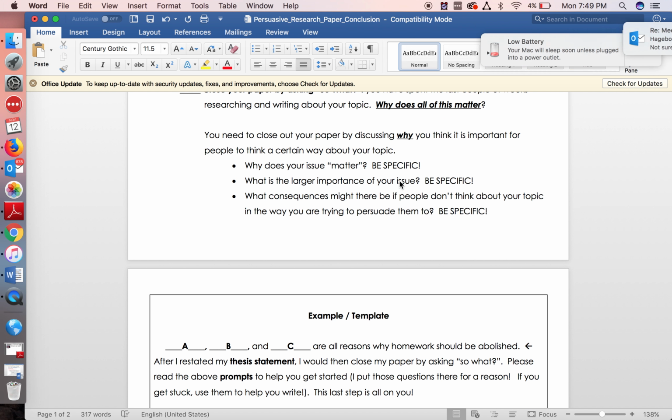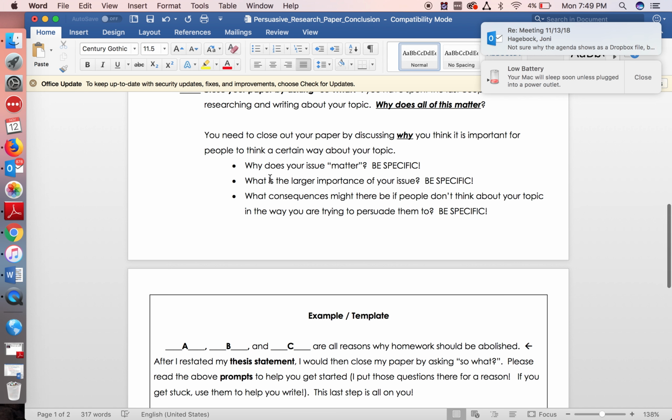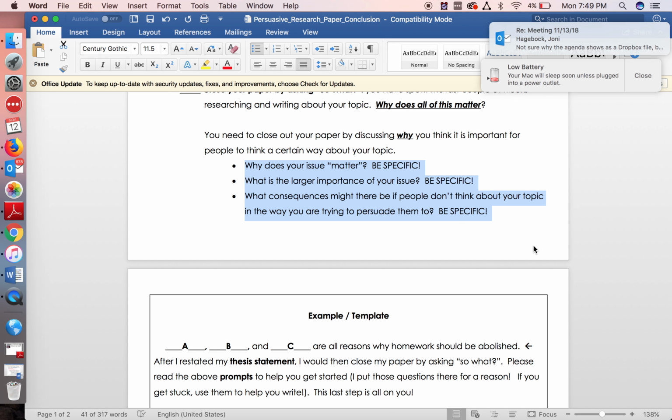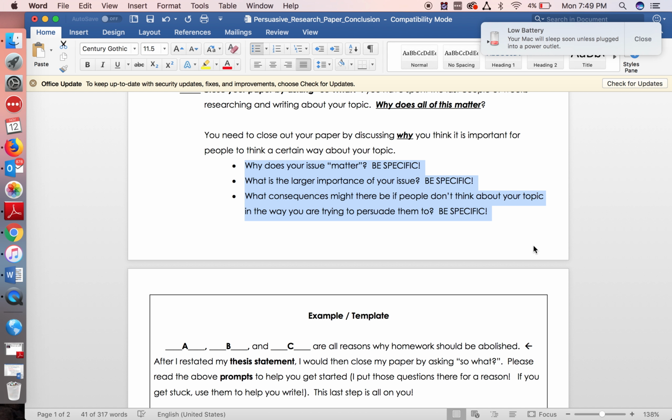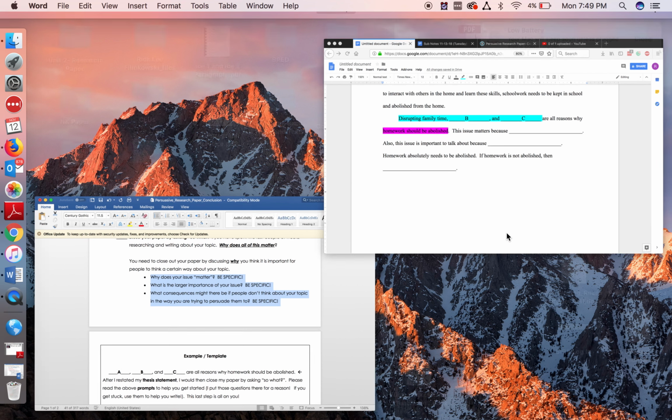And if you get stuck, there are three questions right here that I want you to consider. When in doubt, if you give a sentence or two to all three of these questions, I'm fairly confident that your conclusion is going to be okay. So question number one, why does your issue matter? Be specific. Question two, what's the bigger importance of your issue? And three, what consequences might there be if people don't think about your topic in the way you're trying to persuade them to? Okay, so let me show you how this might look in practice here.